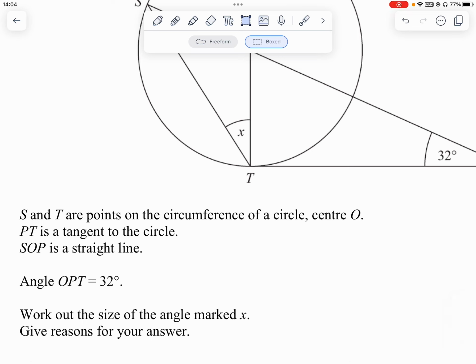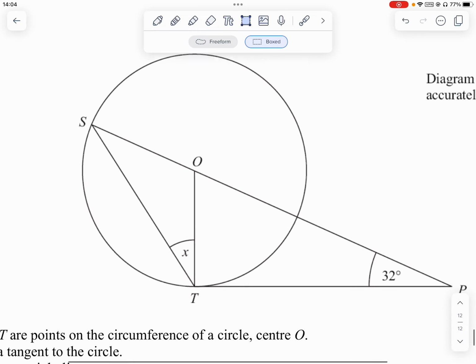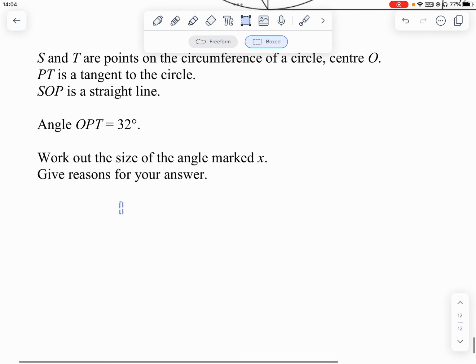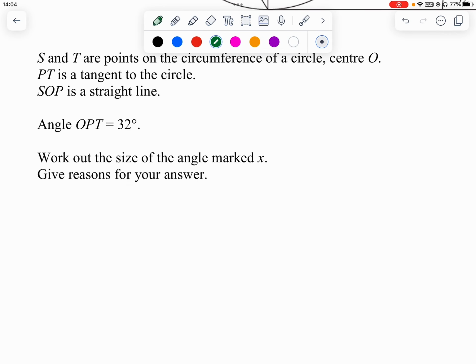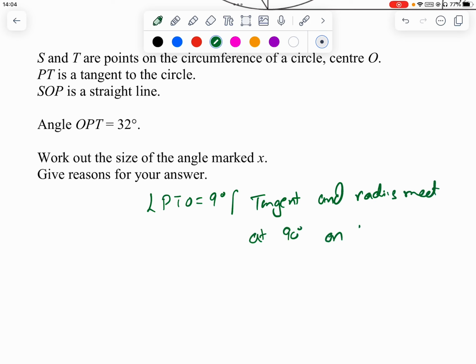Question number 14. Work out the angle marked x. So we are going to do PTO step by step. Angle PTO equals 90 degrees. So angle between tangent and radius: tangent and radius meet at 90 degrees on the circumference.